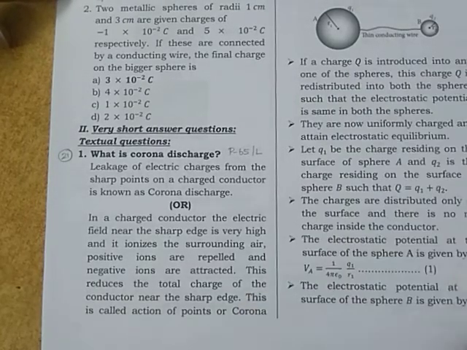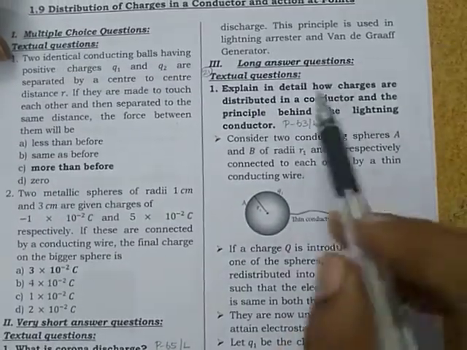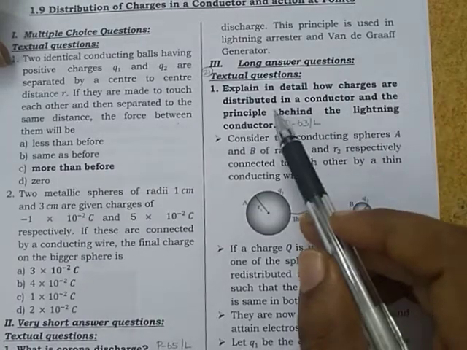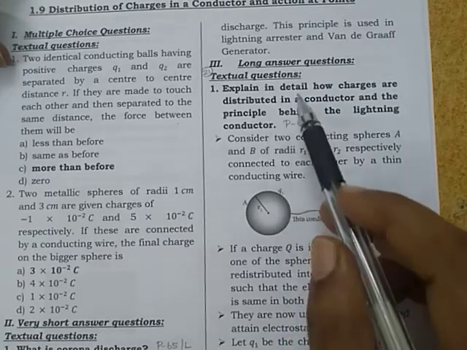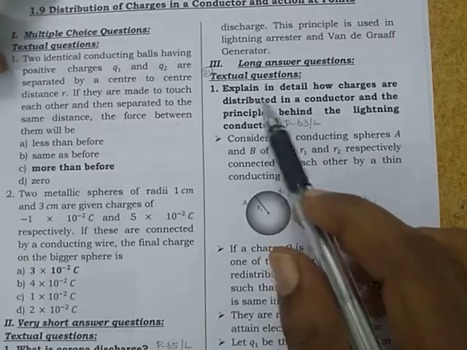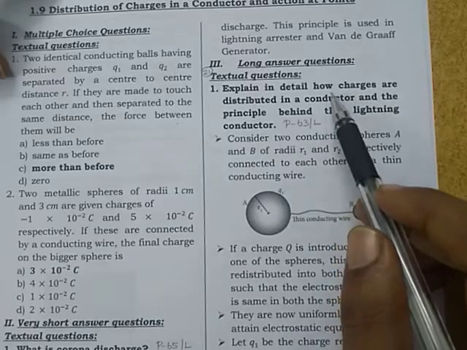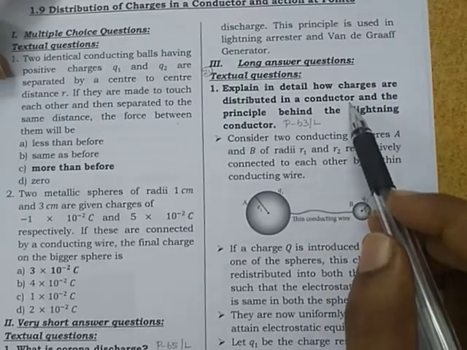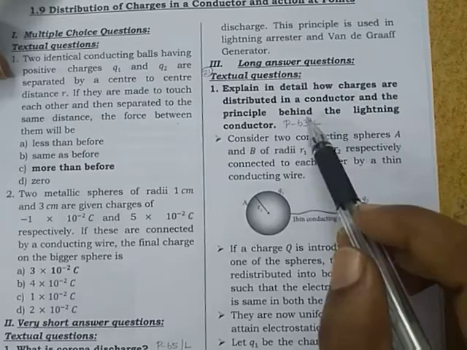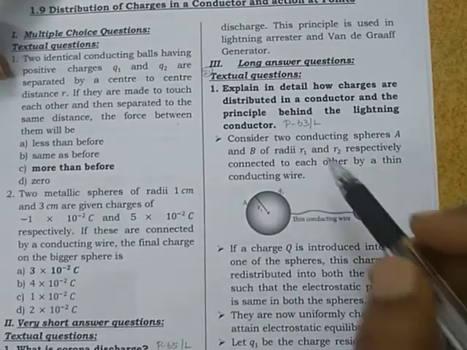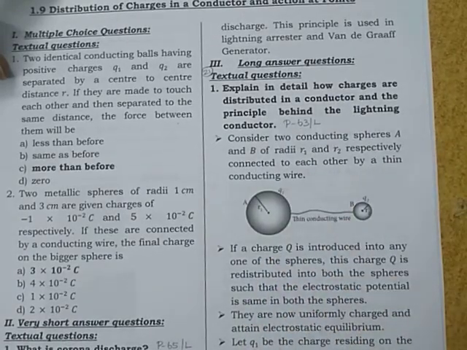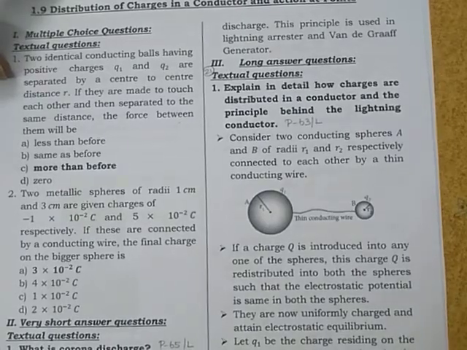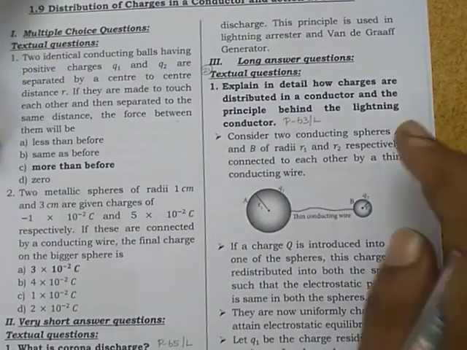Okay, then next question: explain in detail how charges are distributed in a conductor and the principle behind the lightning conductor. First of all, this question is split into two. First one is how the charges are distributed in a conductor. Then let me see the principle behind the lightning conductor. First of all, we have to know the properties of a conductor at electrostatic equilibrium. That is the basis of this question.